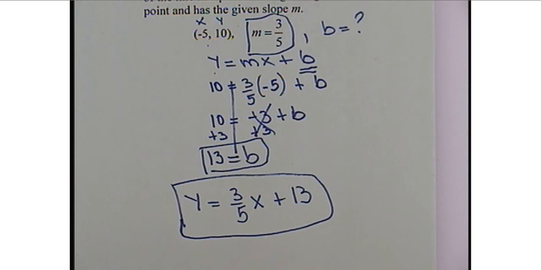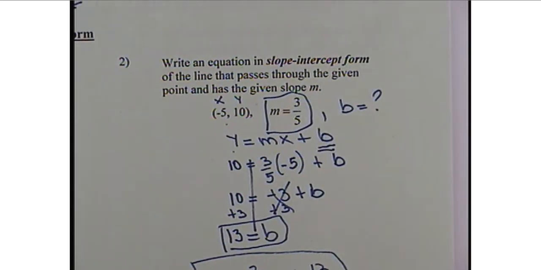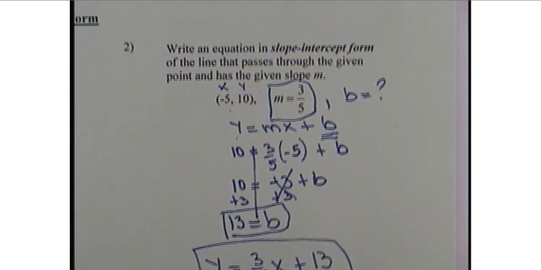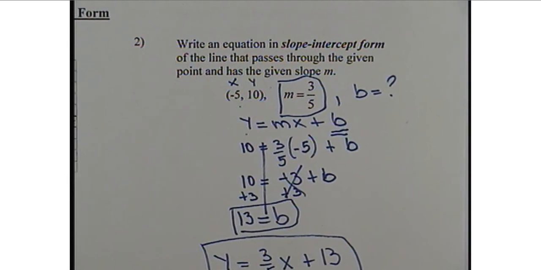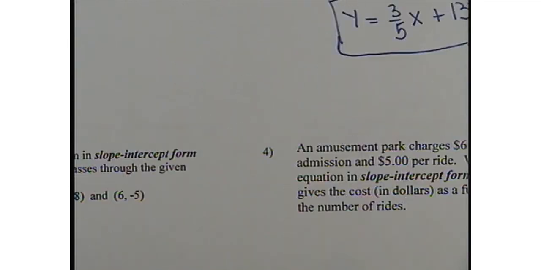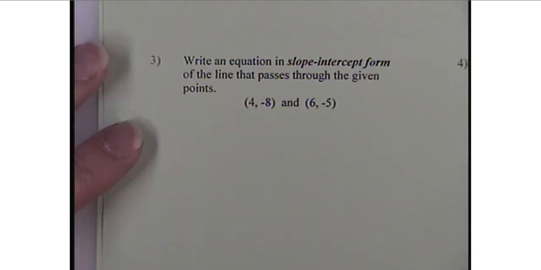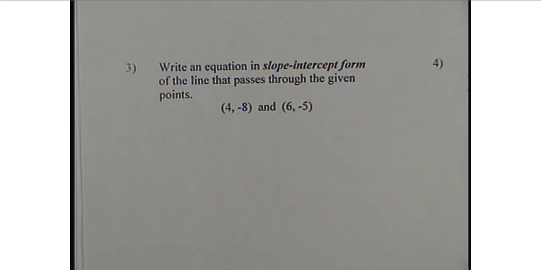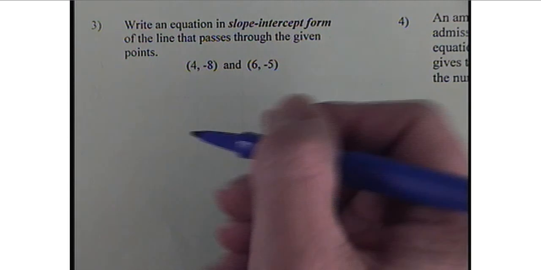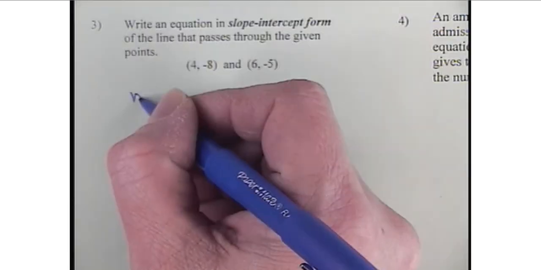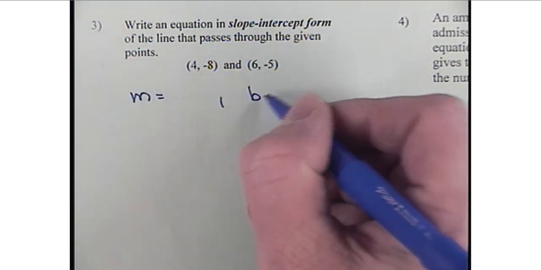The main point of this learning target is to demonstrate your understanding of how to write the equation in the exact given form. Okay, number 3 now. Write an equation in slope-intercept form of the line that passes through the given points. Well, we have the same slope-intercept equation, but we don't know what m is and we don't know what b is.